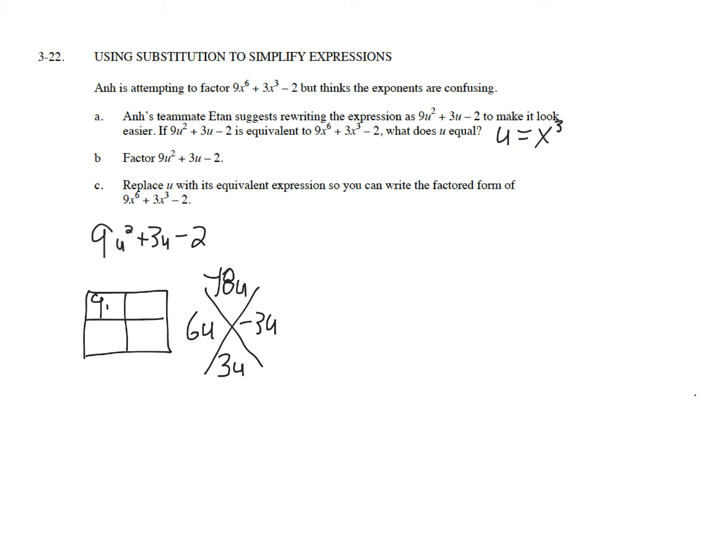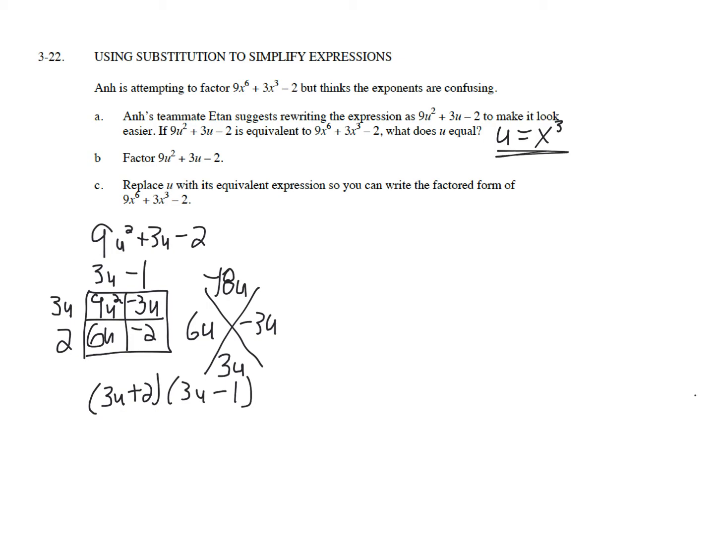So 9u squared, negative 2, 6u, negative 3u. So this is going to be 3u and 3u, a negative 1 and 2. So this factors to 3u plus 2 times 3u minus 1. But that's with a u.